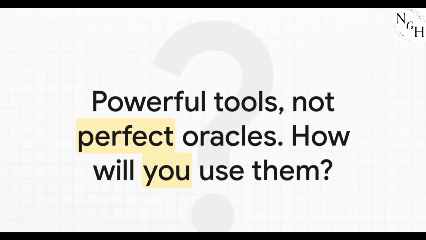So, at the end of the day, large language models are amazing, powerful tools. They're incredible assistants, but they are not perfect, all-knowing oracles. They are not authorities. And knowing that difference is the real key to using them well. So now that you know the rules of the road, how are you going to use them?